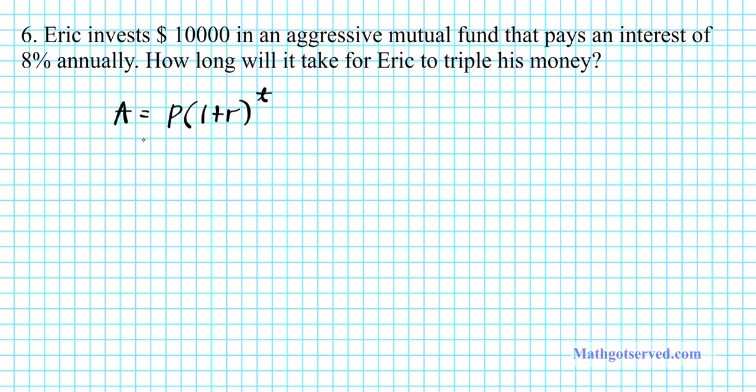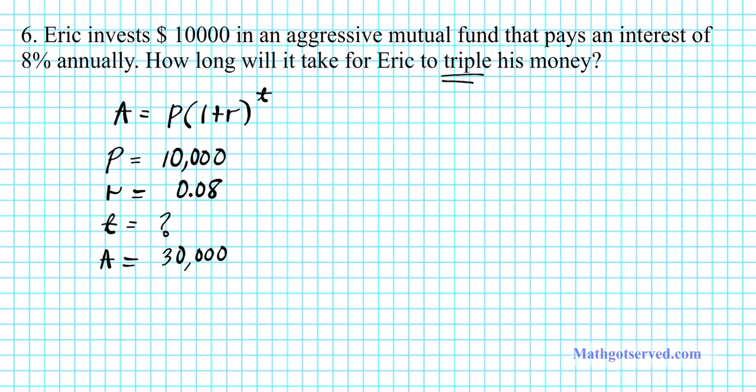Now let's go ahead and list everything we need and what we know. P represents the starting amount of the principal. So he started with 10,000, so that's what P is. The rate is the annual rate in decimal form, which is 0.08. Time is what we are looking for. The final amount is triple his original, so if you triple 10,000, you have $30,000.